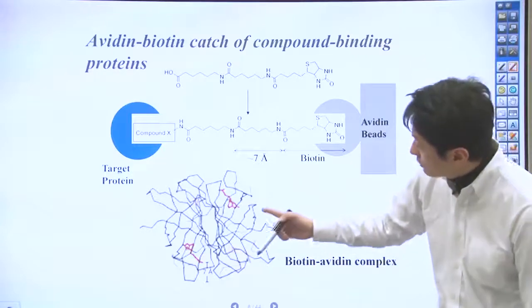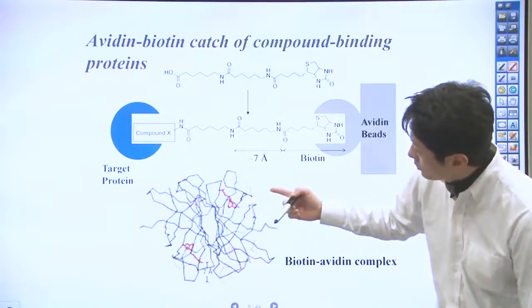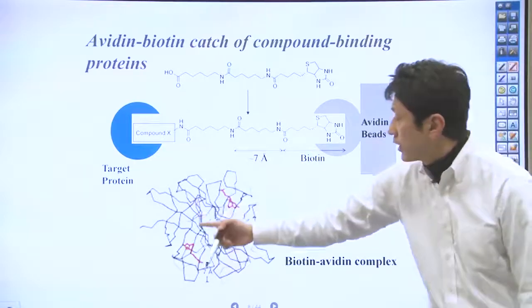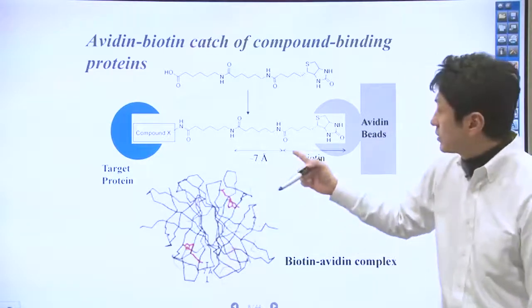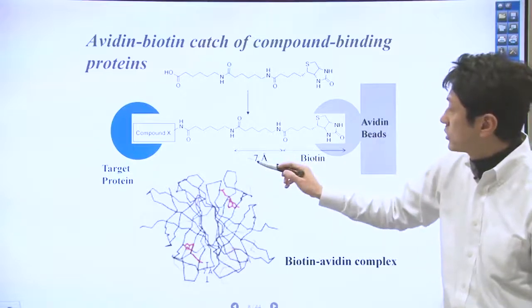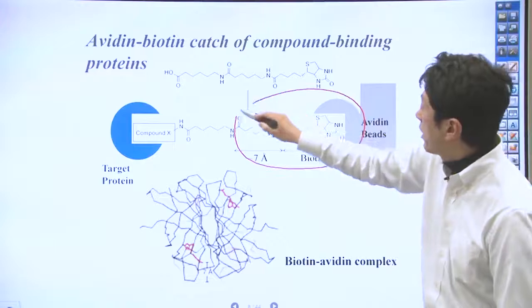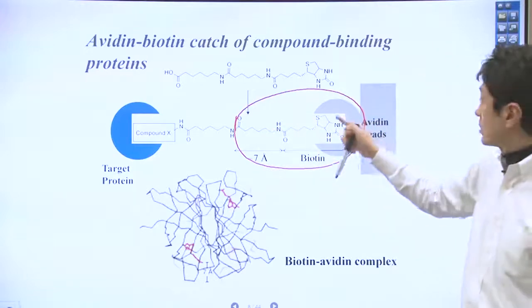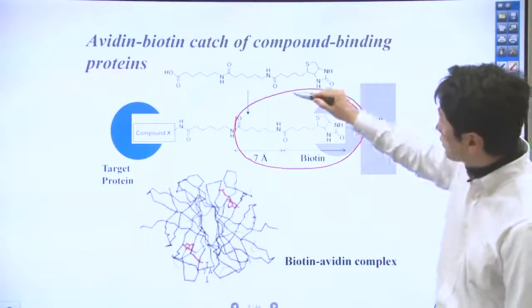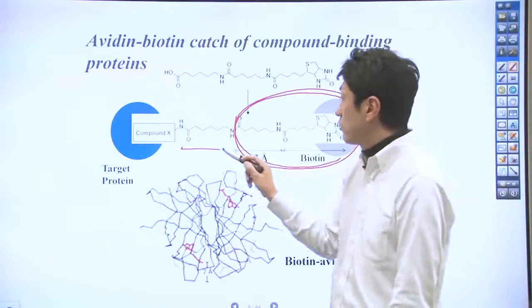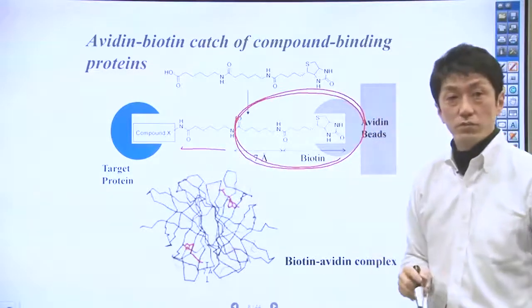So you need about 7 angstrom to get out from the world of avidin protein. 7 angstrom is this much. So then this entire part is covered by avidin. It's not like this. This entire part is covered by avidin protein. You need this much for the target isolation.